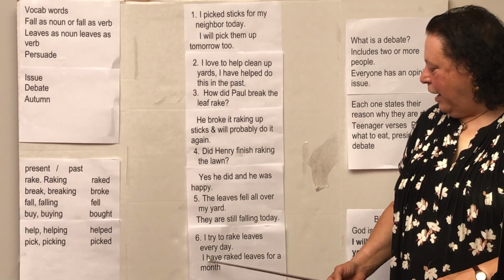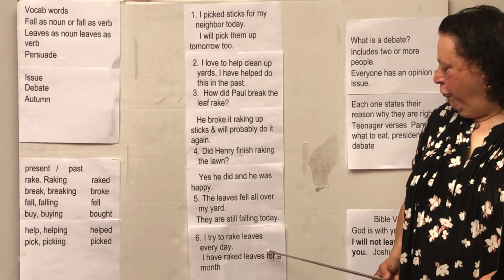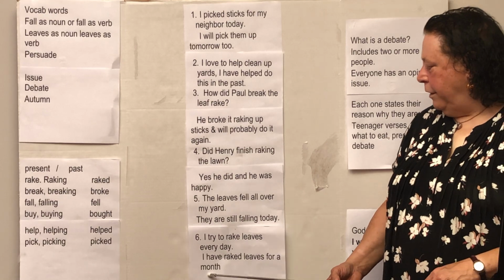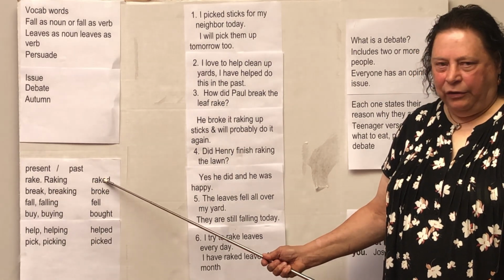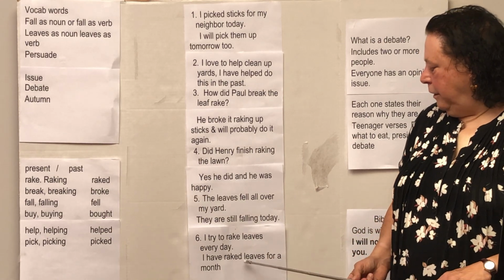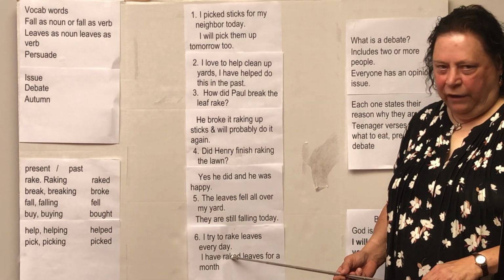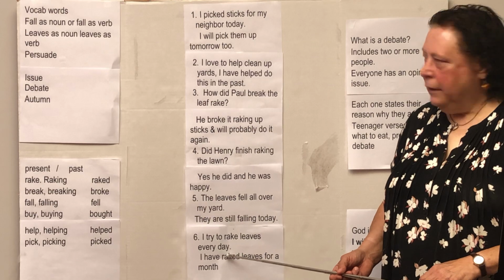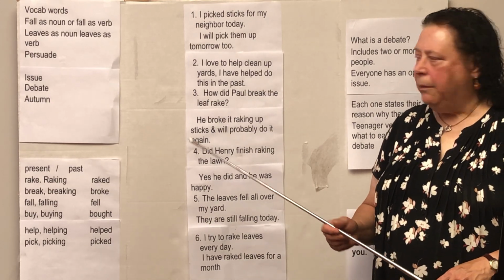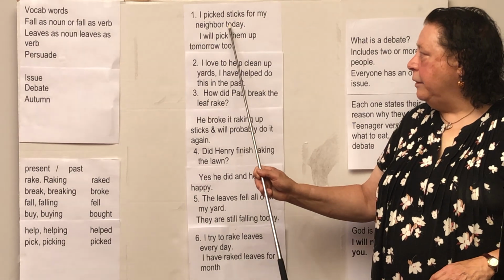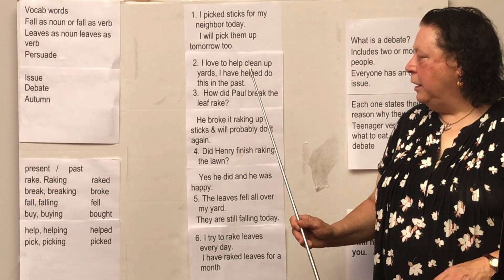Okay, and the next one is, I have raked leaves for a month. And here again we have our past tense that gives you a hint. This is a past part of the sentence. Okay, so some of these are a bit confusing, but the thing to remember is you have present, you have continuous, and you have past.